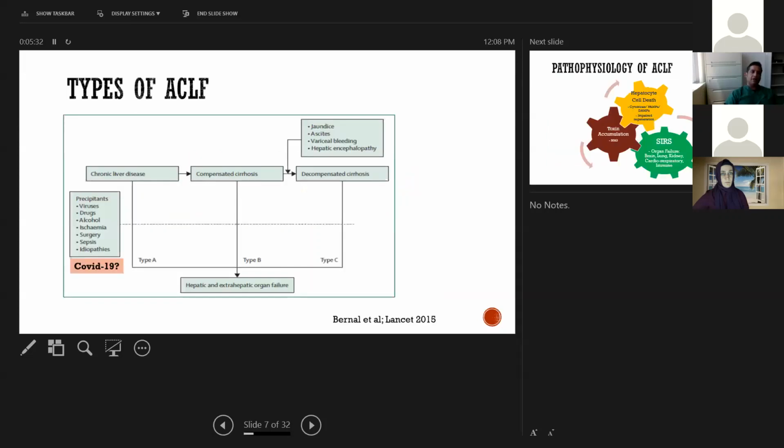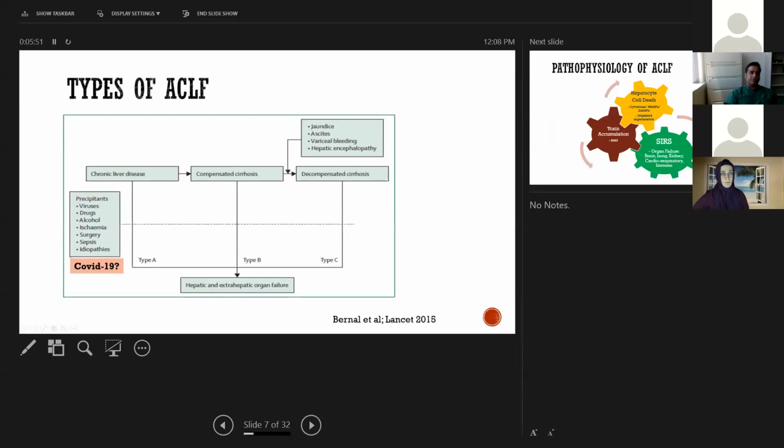So again, depending on the underlying state of the liver, whether it is chronic liver disease, compensated cirrhosis, or decompensated cirrhosis, the ACLF can be divided into 3 types, type A, B, and C. And again, it is characterized by not just hepatic failure, but also extra organ failure.